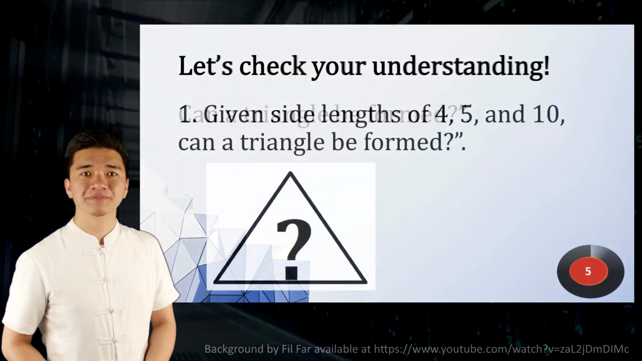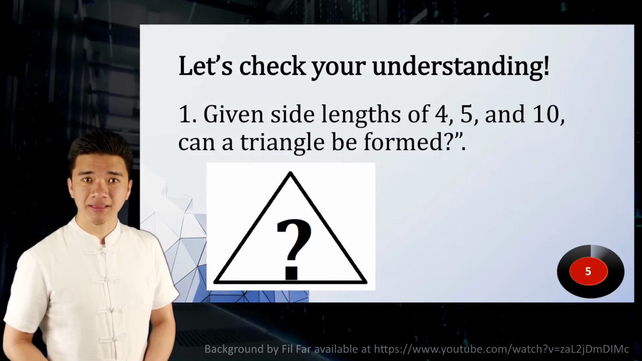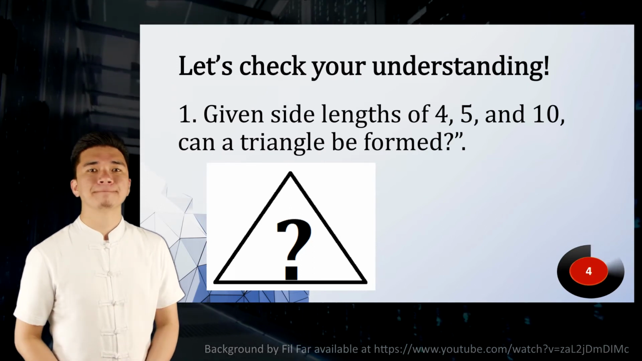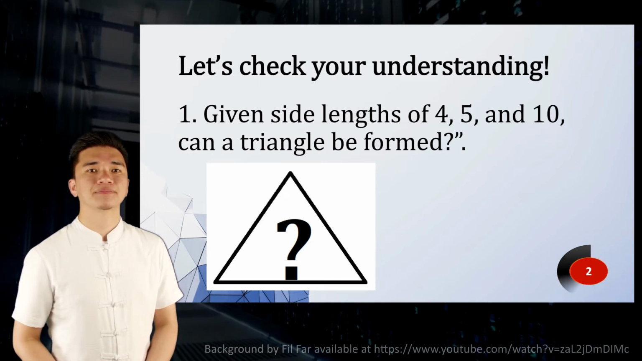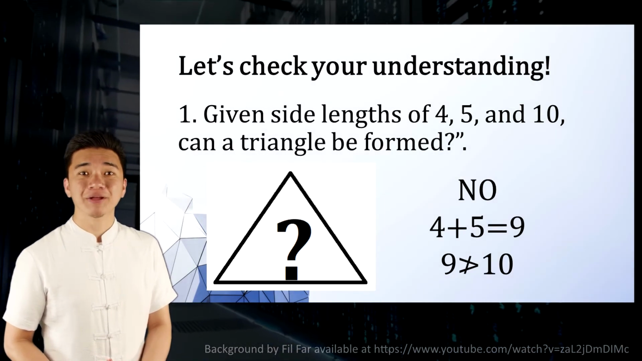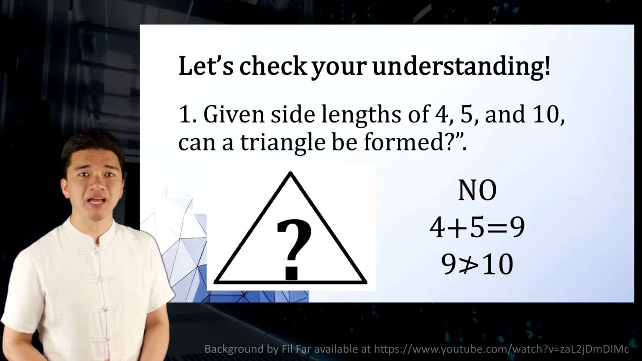Number 1. Given side lengths of 4, 5, and 10, can a triangle be formed? If your answer is no, you are correct because 4 plus 5 is 9, not greater than the remaining side, which is 10.